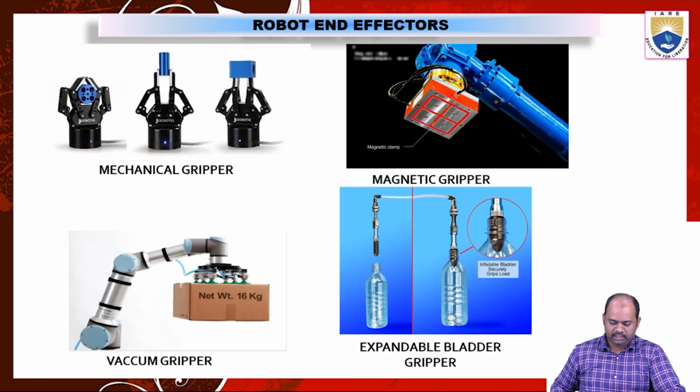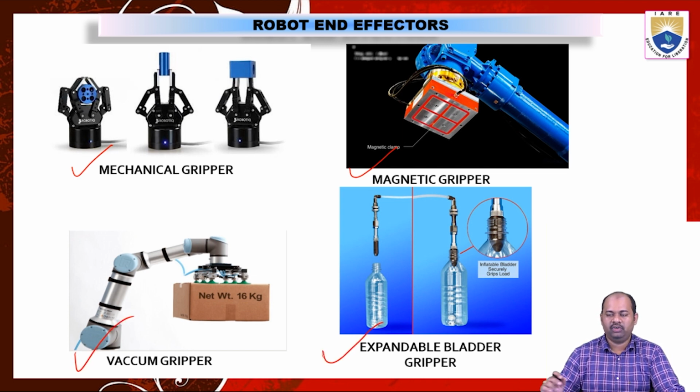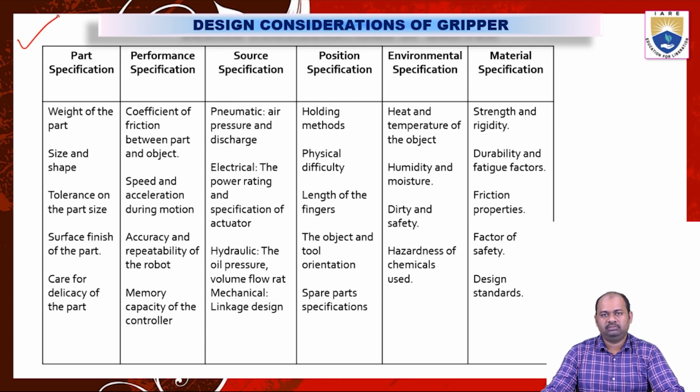Now we'll go to the next slide, where previously we have discussed all these parts. First one is the mechanical gripper, and then the magnetic gripper, vacuum gripper, and expandable bladder type gripper. These are the four grippers which we discussed in the previous class, and apart from them, another two grippers we have discussed now. Now we'll see some important considerations about grippers. When we are talking about a gripper, it is a mechanical device.